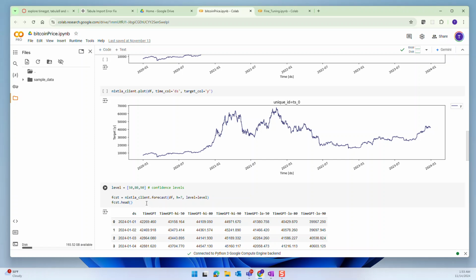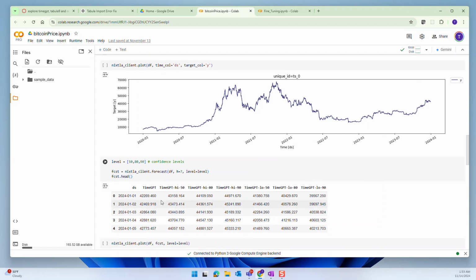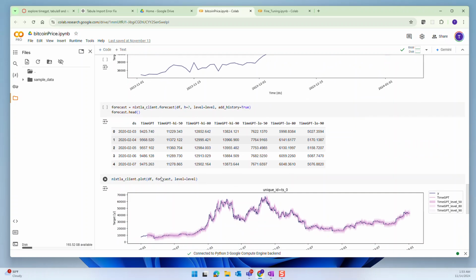with Nixtla forecasting, the Nixtla client. And I hope I'm pronouncing that correctly, but it's the forecast over time. So we still have our DS values with future times, and then I guess the estimate of what that Bitcoin value would be over a certain period of time. And that was the results of that, followed by the graphing of each one of those.